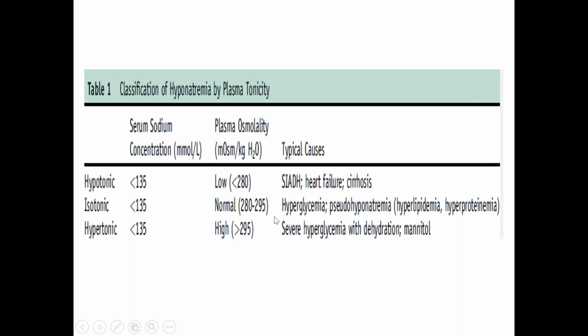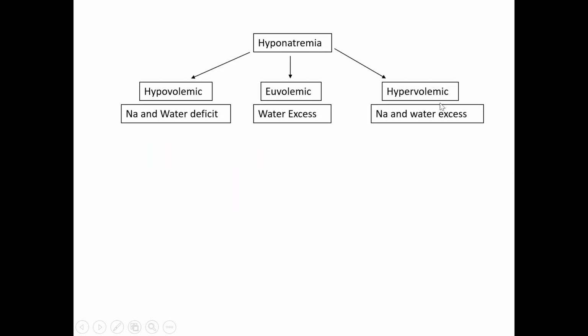Then it can be hypertonic. This is when there are extraneous solutes like hyperglycemia. Remember the equation: 2 into sodium plus glucose by 18 plus BUN by 2.8. So if this glucose is very high, the body compensates by decreasing the amount of sodium in it, which is why when we need to calculate for diabetic ketoacidosis, we need to calculate the corrected sodium values. Okay, and then there can be obviously a pseudohyponatremia.